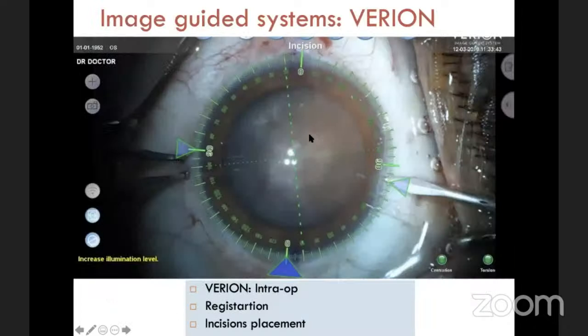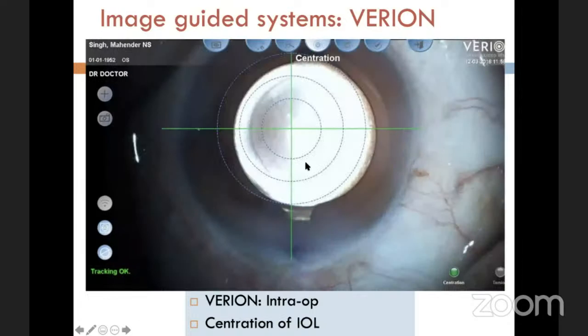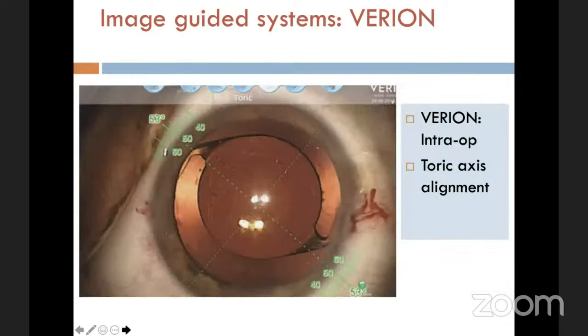This is how the incisions are seen intraoperatively. So you can see where you have to make the main incision, the side port incision. It gives you where your lens intraoperatively would be aligned. And it also helps you to mark the capsulorhexis so that the size of the capsulorhexis can be titrated, especially for the premium intraocular lens, and also helps you in the centration of the lens. Then this is the IOL axis alignment, which can also be tested with this.